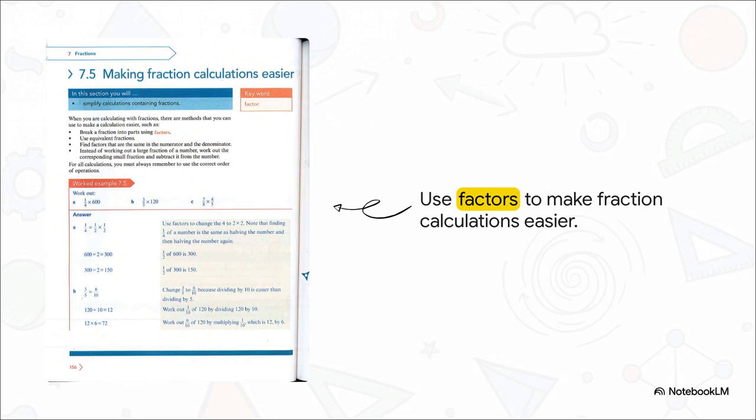Or look at finding 3/5 of 120. Instead of multiplying 120 by 3 to get 360 and then dividing by 5, there's a genius little trick here. Change 3/5 to the equivalent fraction 6/10. Dividing by 10 is incredibly easy. 120 divided by 10 is just 12. Then multiply that by 6 to get 72. We're just rearranging the numbers to fit how our brains work best.